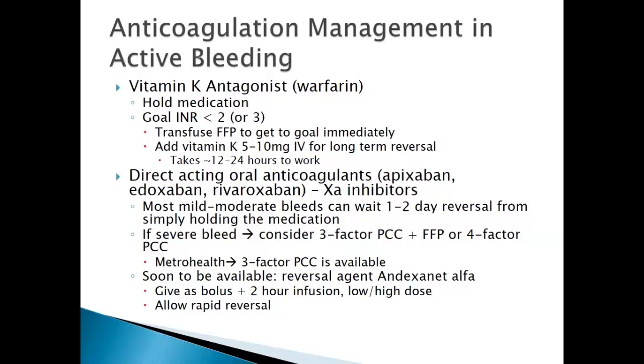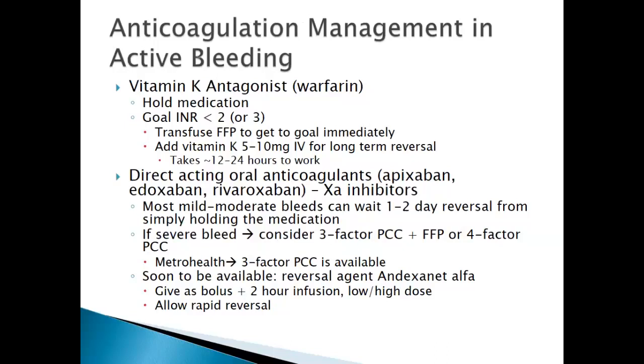In regards to direct-acting oral anticoagulants, like apixaban, edoxaban, and rivaroxaban, these are 10A inhibitors. With most mild to moderate bleeding, say they present in the afternoon on a Wednesday and are not urgently bleeding with hypotension, we don't need to scope them in that quick window once they're stabilized, and we have this 24-hour window. You can generally wait 1 to 2 days to allow for spontaneous reversal, as the half-life is only 6 to 8 to 12 hours for most of these medicines.